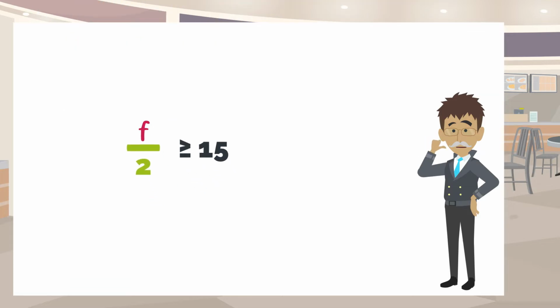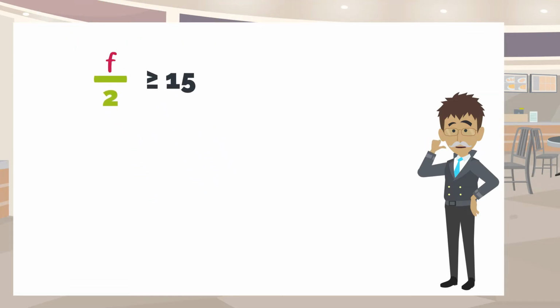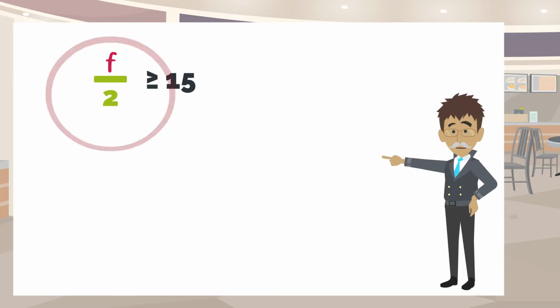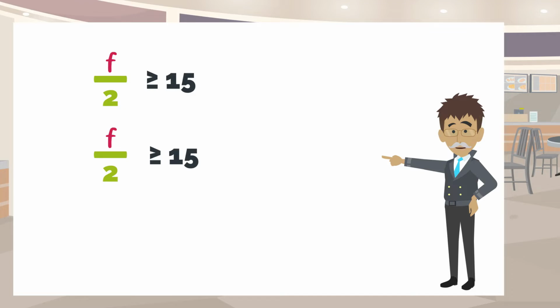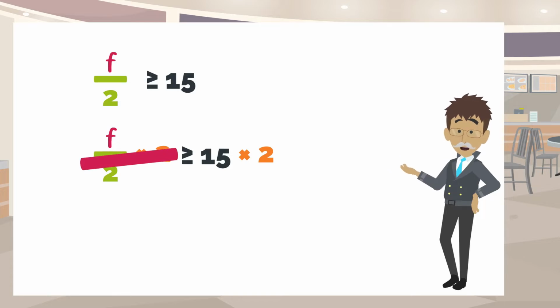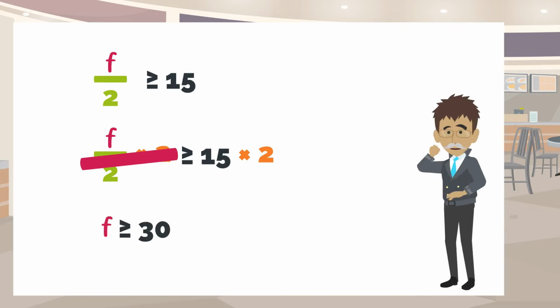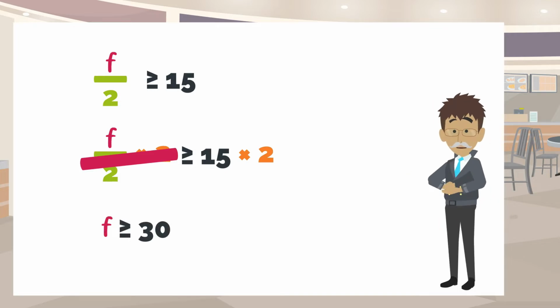I begin by identifying the variable and the elements that need to be removed. Our one step will be to remove the division by 2. The inverse operation of dividing by 2 is multiplying by 2. Because of the multiplication property of equality, we must multiply both sides of the equation by the same value. Simplifying the left side of the equation isolates the variable f. Simplifying the right side of the equation gives 30. Our possible solution is f is greater than or equal to 30.